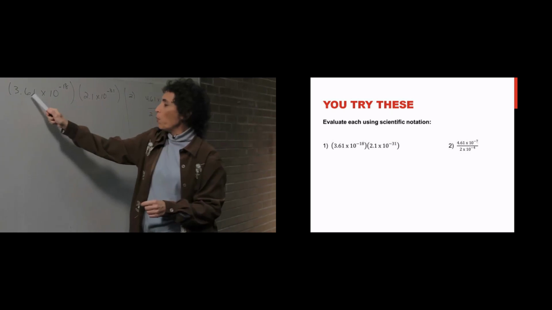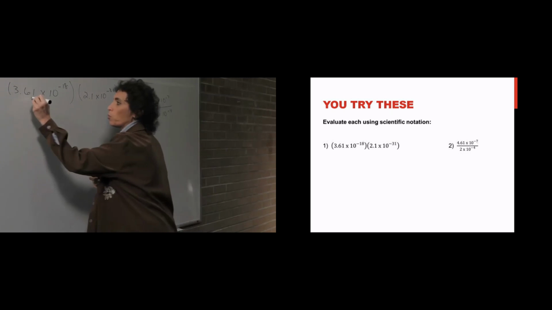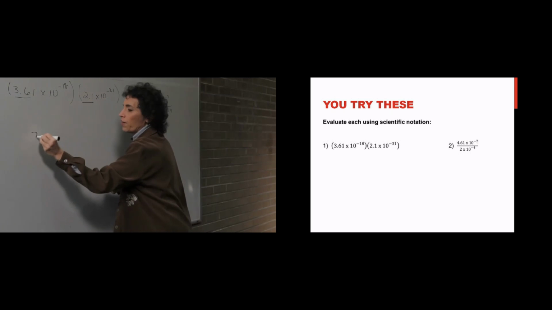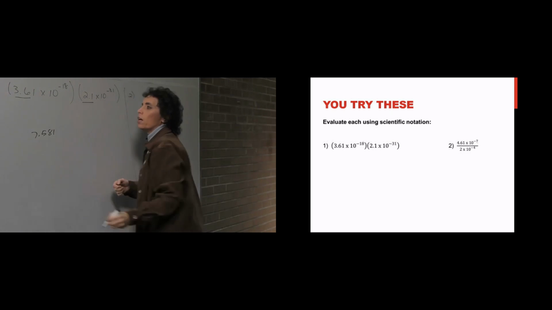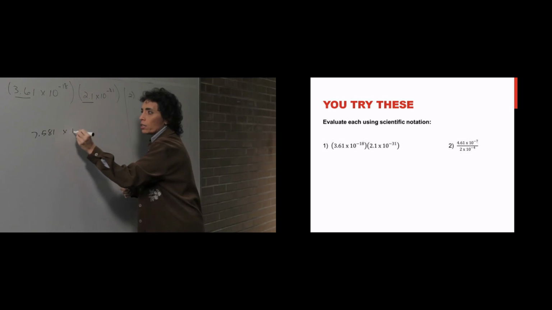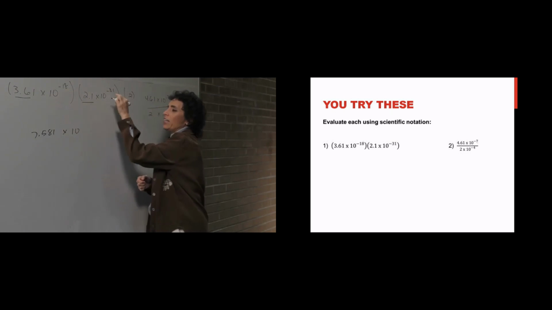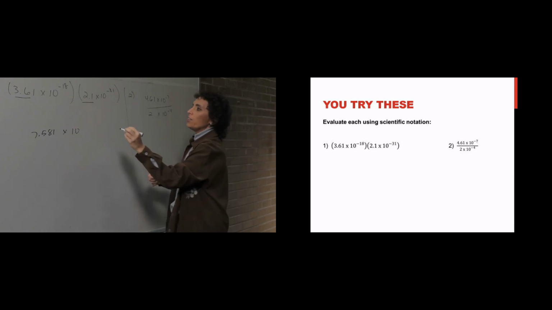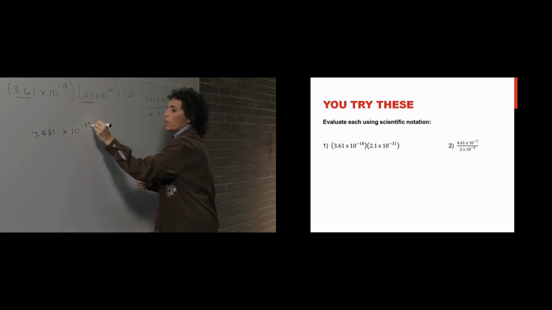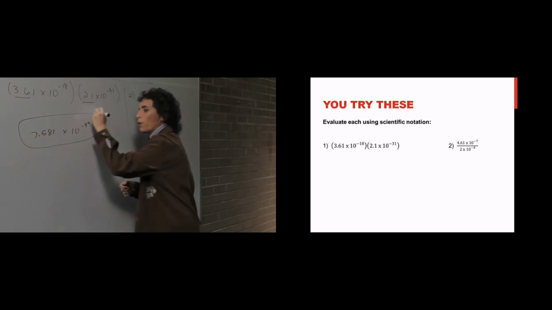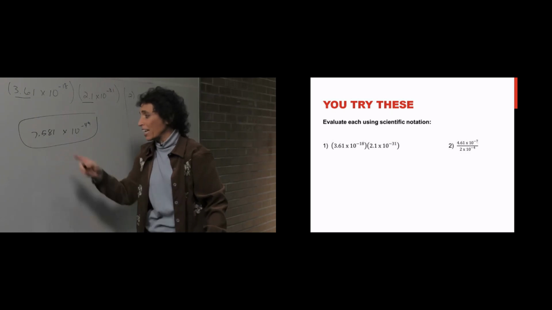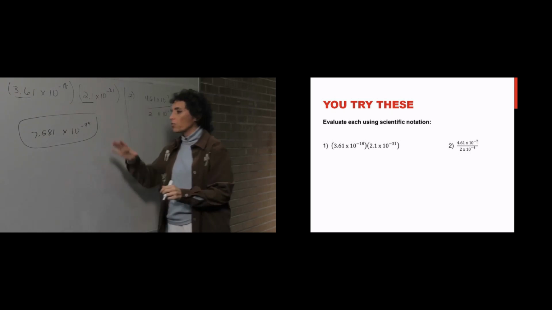We're going to multiply 3.61 times 2.1. That's what we're going to do first. Okay, and that's 7.581. Okay, keep the base. Add the exponents. Negative 18 and negative 31 is negative 49. So now that's a huge number. You'd have to add 48 zeros. Can't do that on a calculator. All right, so that one's done.